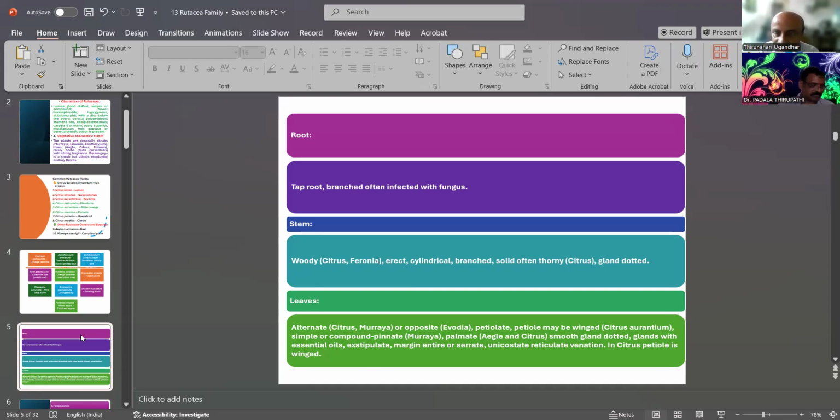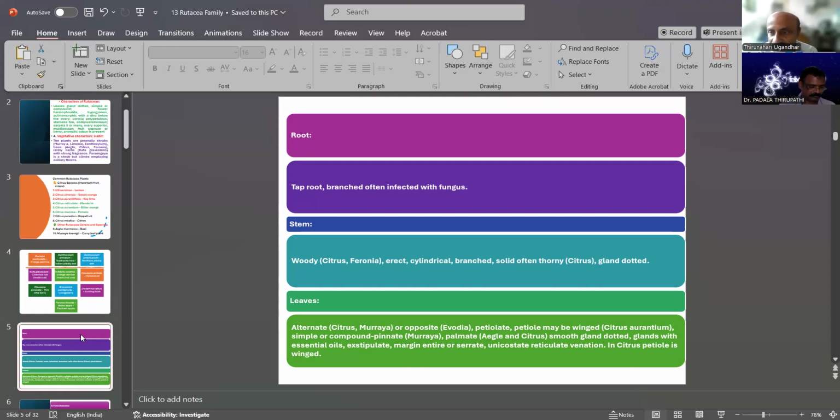Leaves: alternate type of leaves. Each leaf is arranged at a node, with leaves on either side of the nodes, which is alternate. In Citrus and Murraya it is alternate or opposite, also called Ruta. Also petiolate. Petioles may be winged, as in Citrus. The leaf is simple or compound pinnate, as in Murraya koenigii leaves, then palmate, pinnate leaves as in Aegle and the Citrus plants. Citrus has smooth, dotted glands which resemble oil glands, essential oil glands.